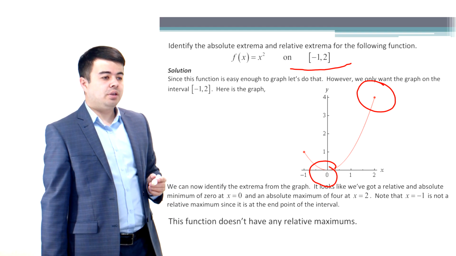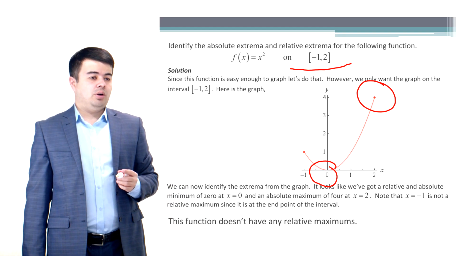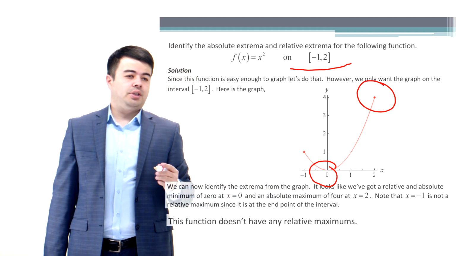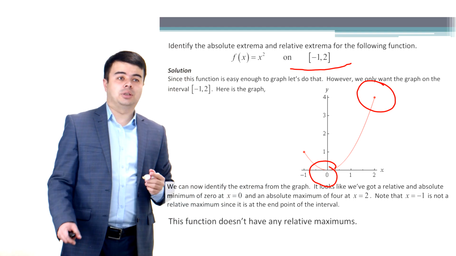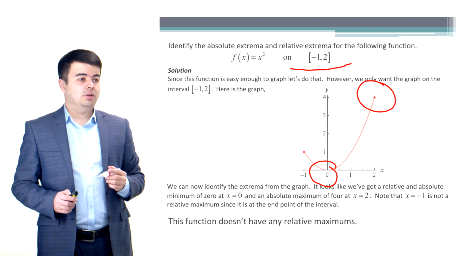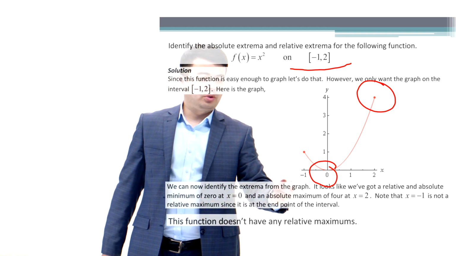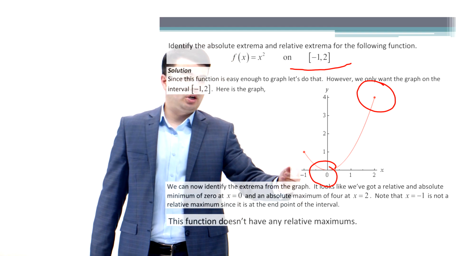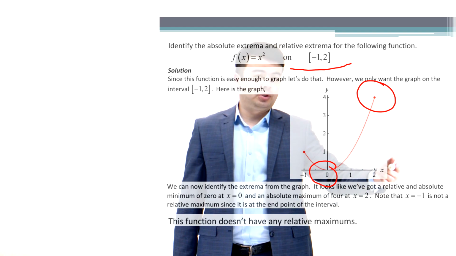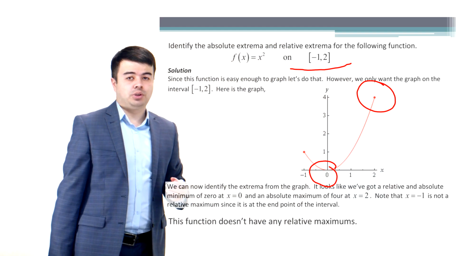But here it doesn't have any relative maximums. Why? Because at the point -1, it's not a relative maximum, since it is the endpoint of the interval. That's why we cannot consider a neighborhood of -1, because the left side of -1 we don't have, and correspondingly the right side of 2 we don't have. So here, because 2 and -1 are endpoints of the interval.